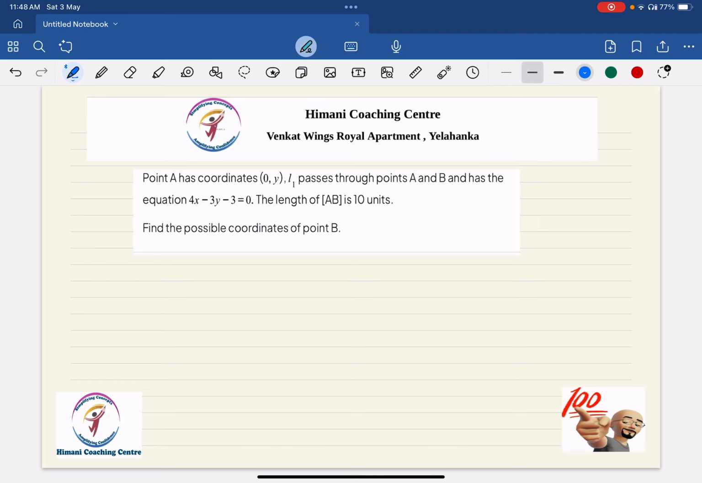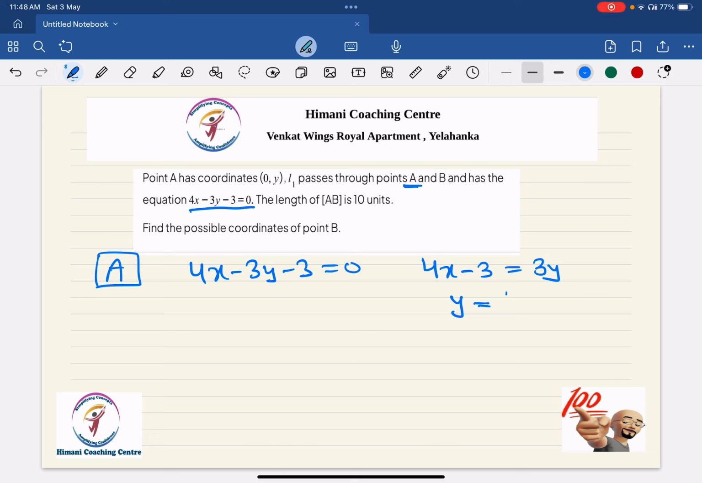Okay. First, let us understand: this line passes through A, whose coordinates are (0, y), which means x is 0. So let us try using that. For A, we are given 4x minus 3y minus 3 equals 0. Let us make y the subject. So I can write 4x minus 3 equals 3y, or y equals 1 by 3 times (4x minus 3), or I can write it as 4 by 3 x minus 1. So that is y.